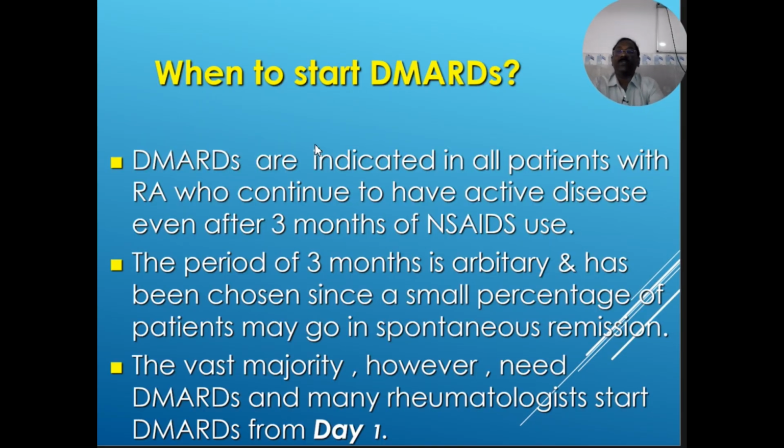DMARDs are indicated in all patients with rheumatoid arthritis who continue to have active disease even after 3 months of NSAID use. But don't wait for 3 months of NSAID usage before using DMARDs. That is why I purposely keep this slide. Today's concept is: don't wait for 3 months of NSAID therapy failure. On day 1, if the diagnosis is rheumatoid arthritis, start DMARDs along with the NSAID therapy. The period of 3 months is arbitrary and was chosen since a small percentage of patients may go into spontaneous remission. So don't bother about that small percentage who get spontaneous remission.